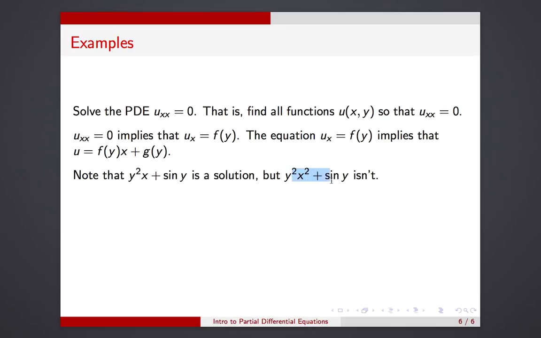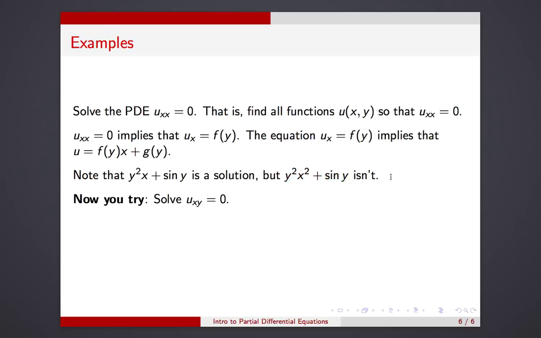But something like this, which does not fit this guy's form, is not a solution. If you partial this guy with respect to x, you get 2xy squared, right? And then you partial that with respect to x, you get 2y squared, which is not 0.